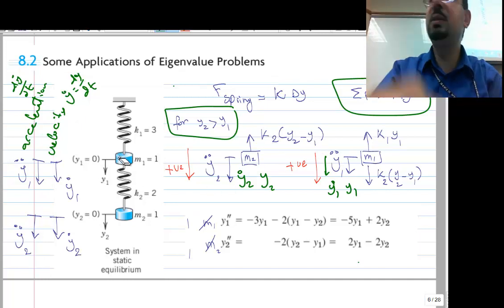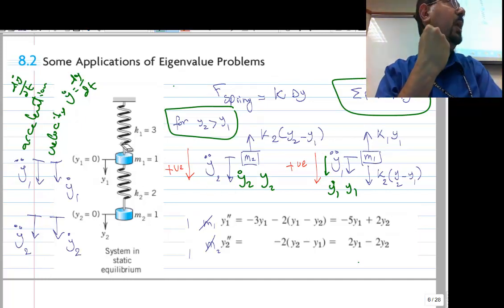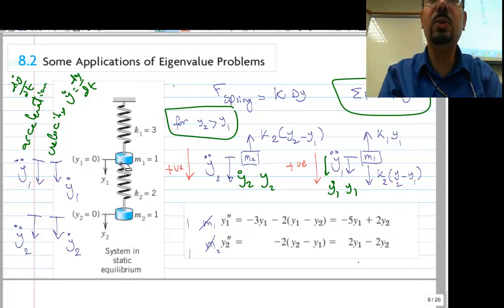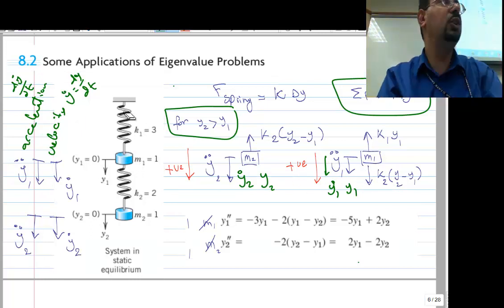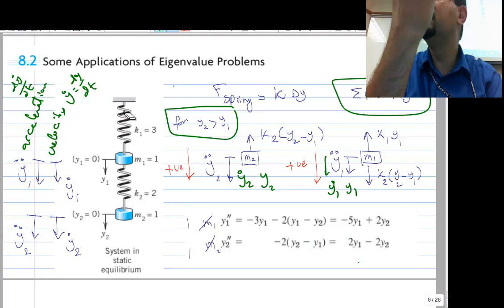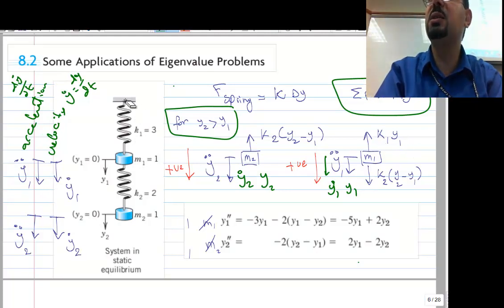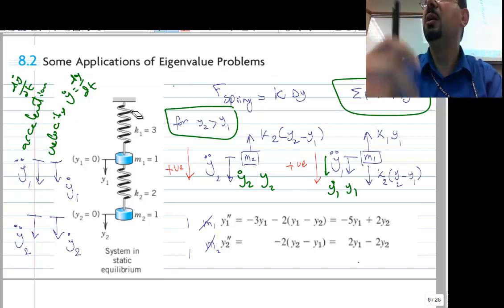Of course, on the other mass, he will try to bring it down, right? So he's pulling this guy up while he's pulling this guy down. So that's why in this mass you'll find k2 (y2 minus y1) is actually pulling it down. And don't forget that the first spring is also under tension. We're assuming that we start with y1. So you have k1 y1 because this other side is wall. So the only displacement is y1.